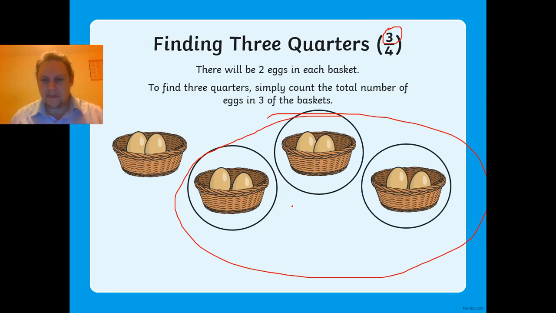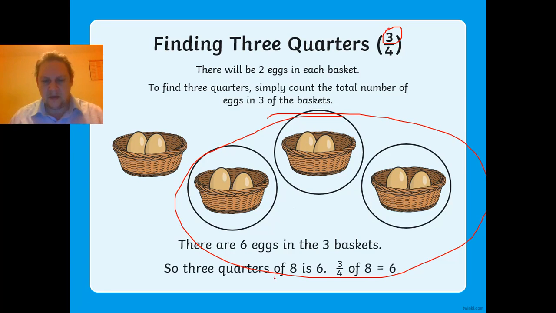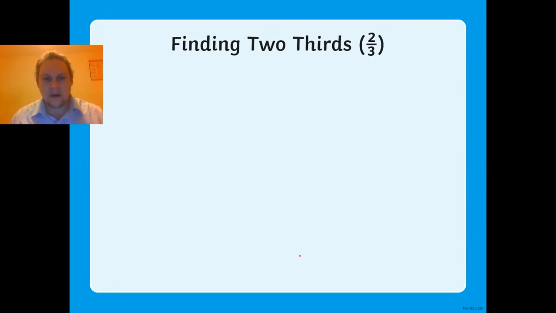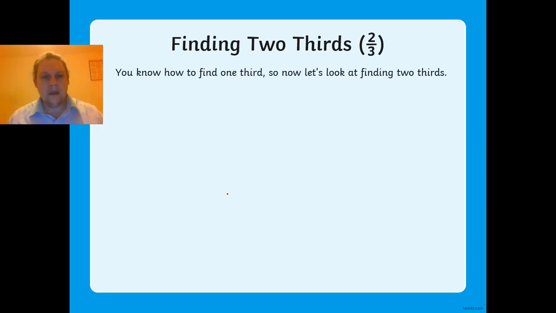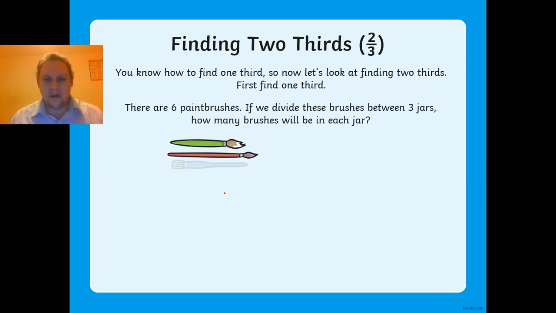Okay? There are 6 eggs in the 3 baskets. So 3/4 of 8 is 6. 3/4 of 8 equals 6, and that's how we'd write it out. Okay, let's find 2/3 this time. You know how to find 1/3, so now let's look at finding 2/3.